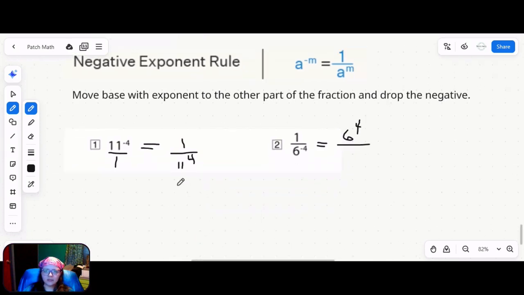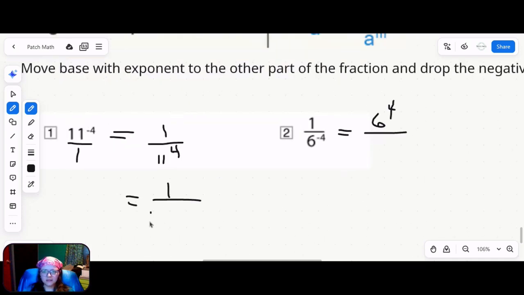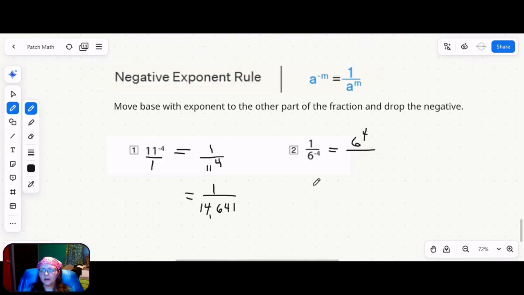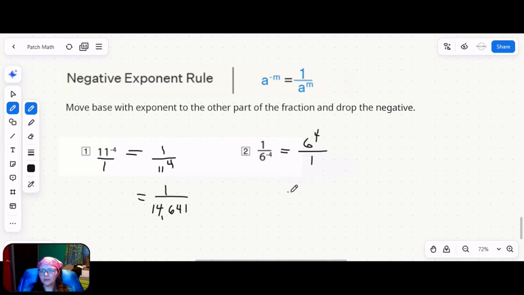Now, I did notice I did not go ahead and simplify these out. Some of your teachers would probably want you to do that. Let me go ahead and do that. 11 to the fourth power is 14,641. All right. And 6 to the fourth power, well, that is 1,296. And because that is over 1, we can go ahead and drop that 1. In other words, this was just 6 to the fourth power.